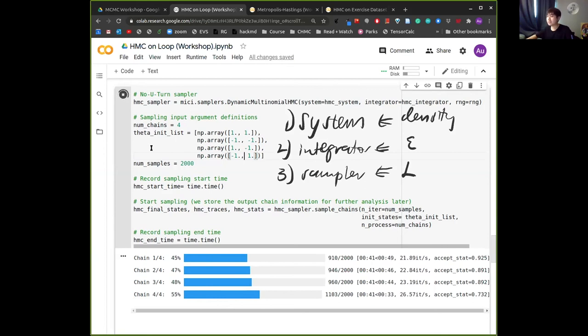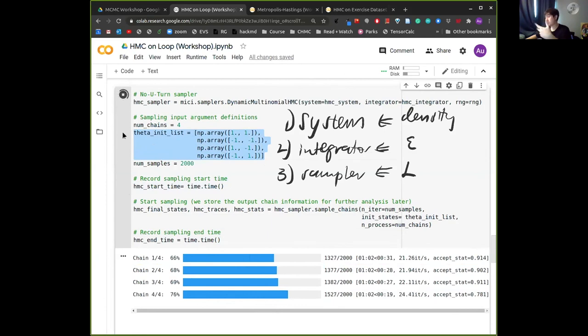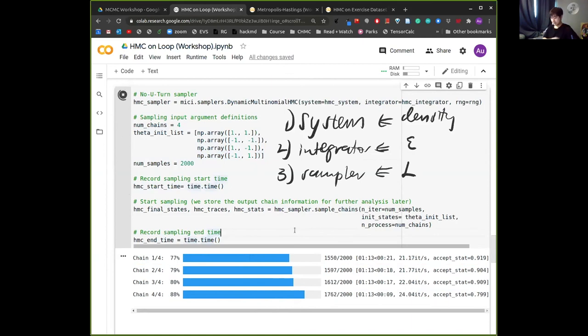So here I'm sampling 4 chains at a go. Okay, and you can see this is taking relatively fast. And this is the acceptance rate. There's a bit of details here and there. If you have time, you can take a look at it. And I'm recording the start and the end time as well, but I don't think we really need that. And this data list is just the initialization points. So I'm initializing my chains at 4 different points, right? 1, 1, negative 1, negative 1, 1, negative 1, and negative 1, 1. So there's a reason to run multiple chains at once, and I'll briefly explain it later.